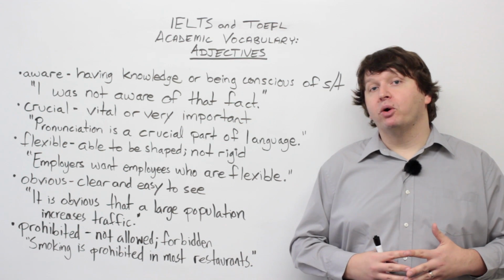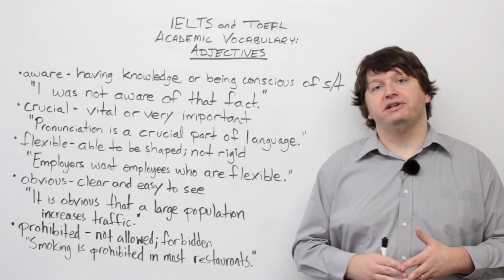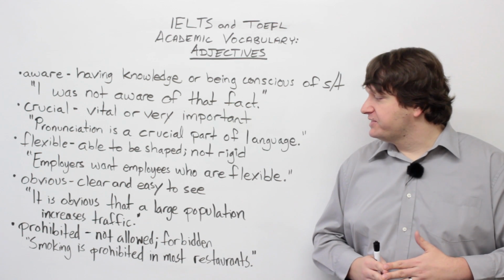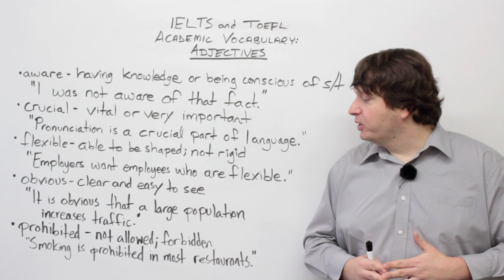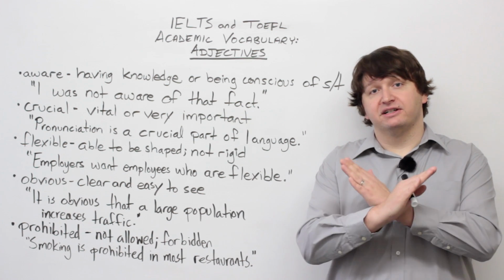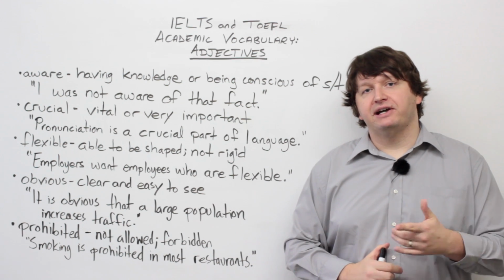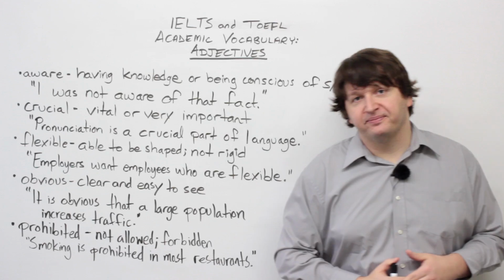Next, we have the word prohibited. If something is prohibited, it's not allowed, it's forbidden. So for example, smoking is prohibited in most restaurants. It means that you can't do it. It's not allowed in those restaurants. Okay, guys, let's look at 5 more words.